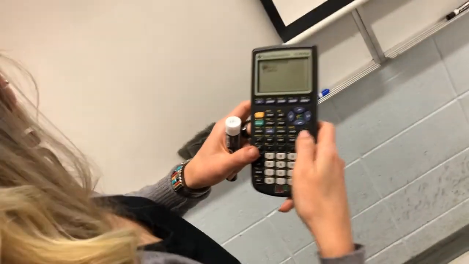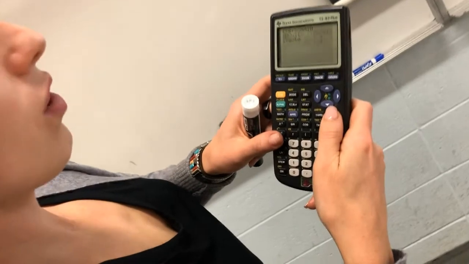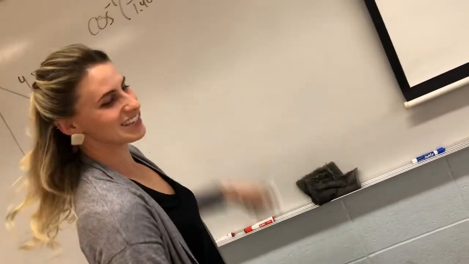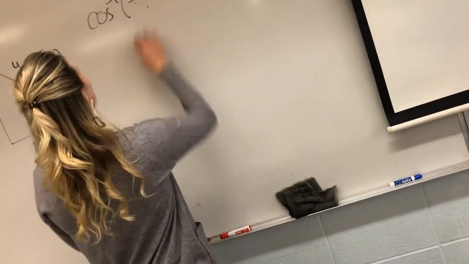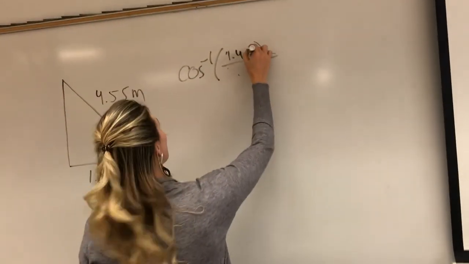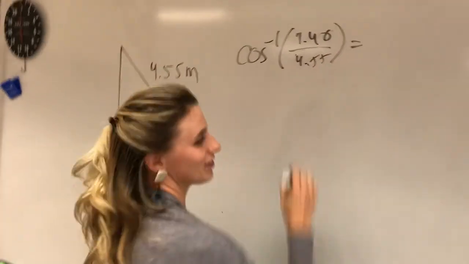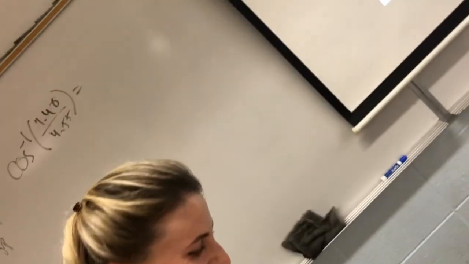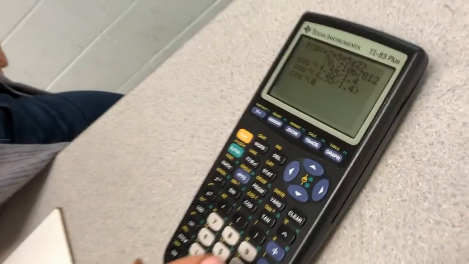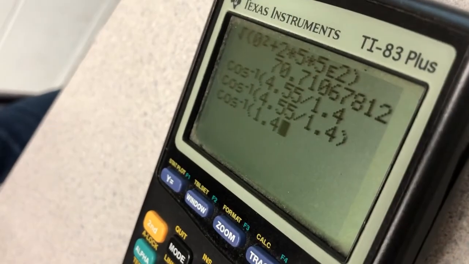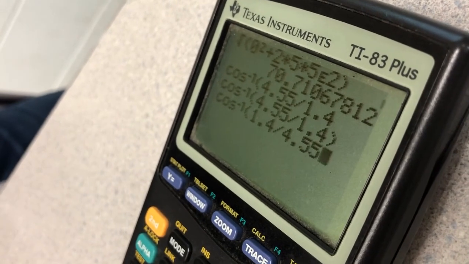What'd you get? It's saying domain error. Oh, you want to know what's wrong? Adjacent over hypotenuse. Switch these. 1.40, 4.55. There you go. Hey, we never make mistakes. Domain error means there's something wrong with your input. It's the calculator's fault. 1.4 divided by 4.55, and we get, there we go, 72 degrees.